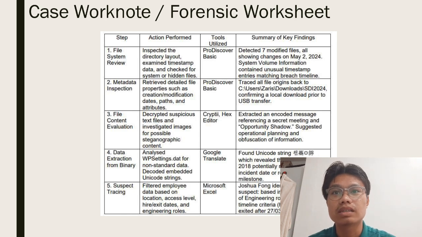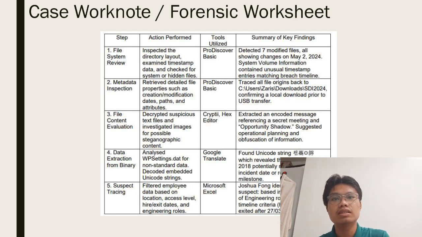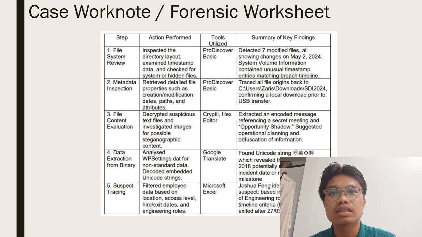Step 1 is file system review, and the action we perform is inspecting the directory layout, examining the timestamp data and checking for system or hidden files. The tool we use for step 1 is ProDiscover Basic. The second step is metadata inspection, where we retrieve detailed file properties such as creation and modification dates, path and attributes, which we also do with ProDiscover Basic. For number 3, file content evaluation, we decrypt the suspicious text file and investigate the image for possible steganography in content. We use Crypty and a hex editor.